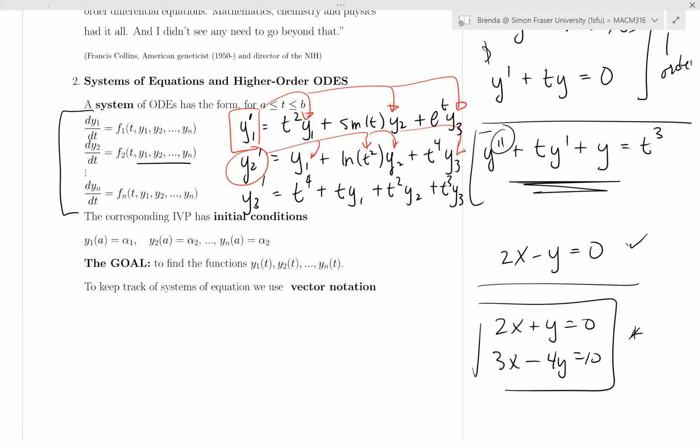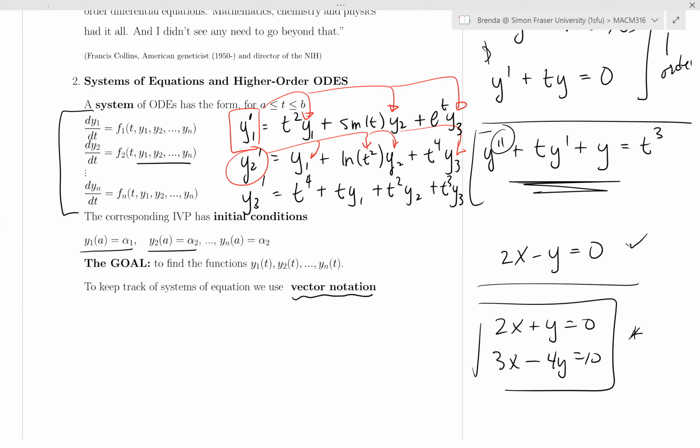Each one of them has an initial condition. So y1 at time a, when the clock starts at time a, will have an initial condition. The function y2 will have an initial condition, so there are n of them. And in order to find all of these different functions, we have n differential equations and we want to find n functions.